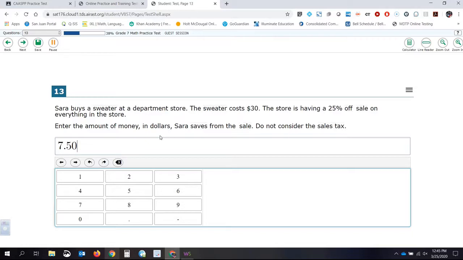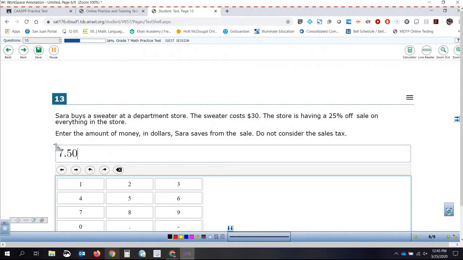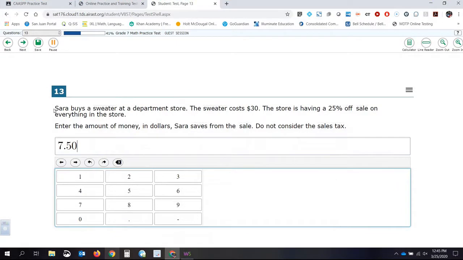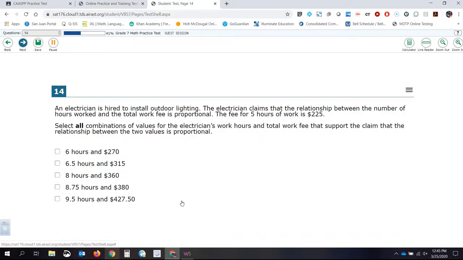If you were in my class doing this question, I would want you to put in units, but apparently it's not going to let us put in any units. I would love to see a dollar sign right there, or I would love to see the word dollars afterwards, but it's not going to let us do that. So we're just going to put 7.5, knowing it's $7.50, and we're going to move on to question number 14.